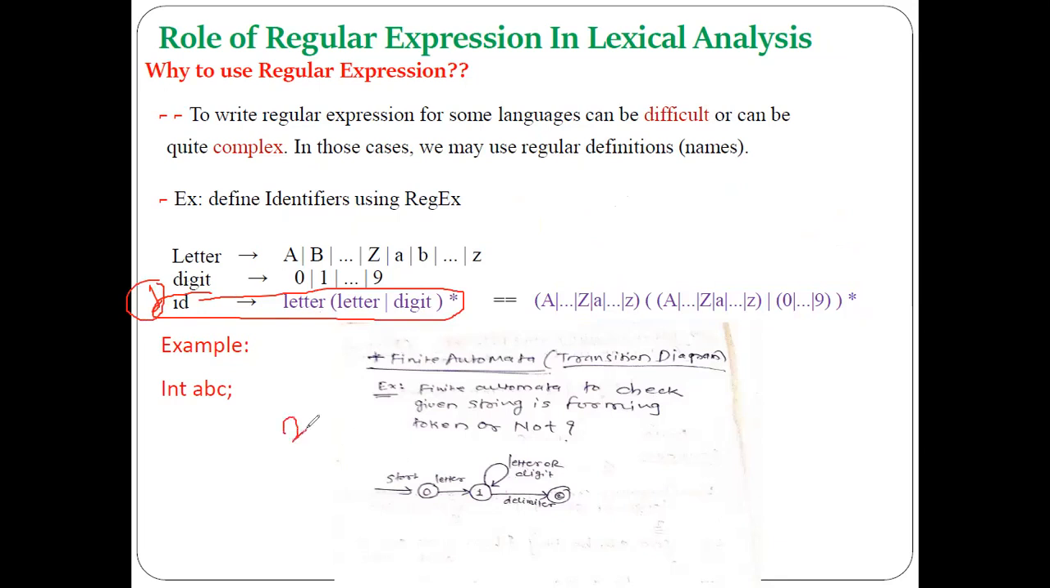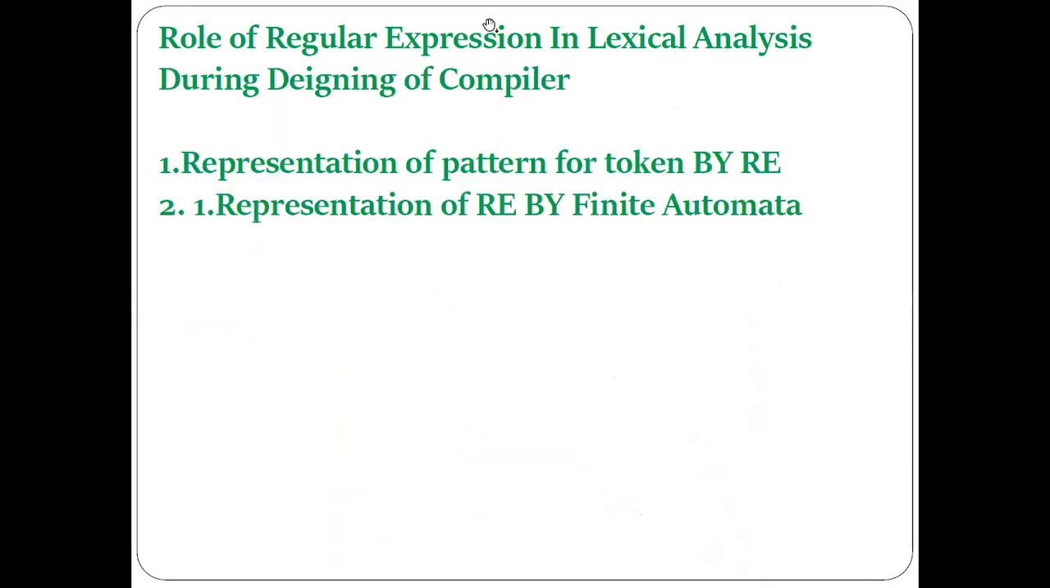And finite automata, you can see here, representation of this regular expression by finite automata is like this. Now before we see the second step, you have to understand what exactly we mean by the finite automata and why we need to utilize the finite automata. First step, I hope you have got it: representation of pattern for the token by regular expression. While designing a compiler, why do we need the regular expression to describe the tokens?